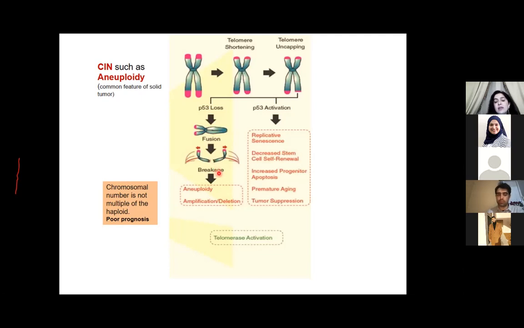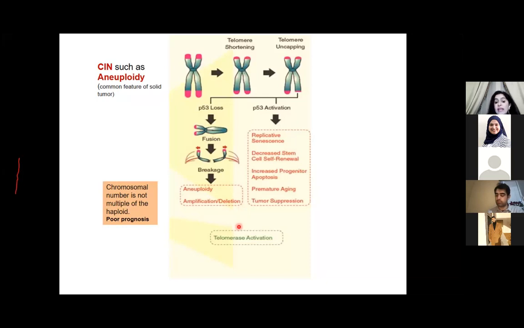For example, in a haploid cell, you have 23 chromosomes. In a diploid, it's 46. So you can have, it's not 46, it's 48, it's 50, whatever. It's not the double of the haploid number, because now there is critical shortening of the chromosomes, and this allows chromosomal fusion and chromosomal breakage, and this is called aneuploidy or chromosomal instability. So the number of chromosomes is not exactly double the haploid number.